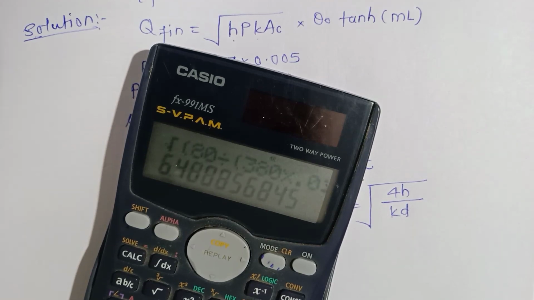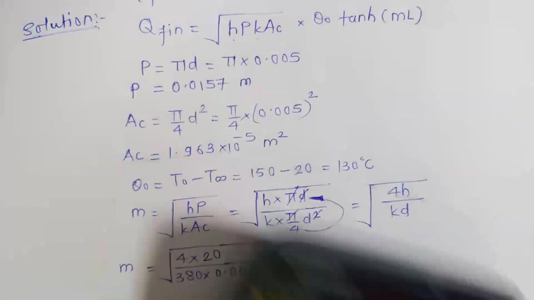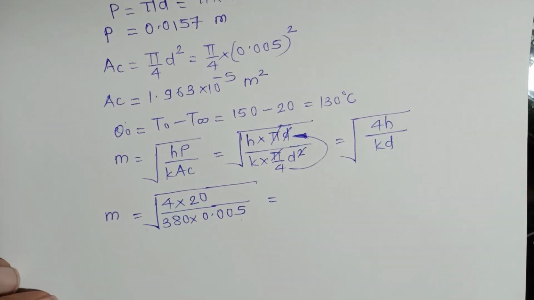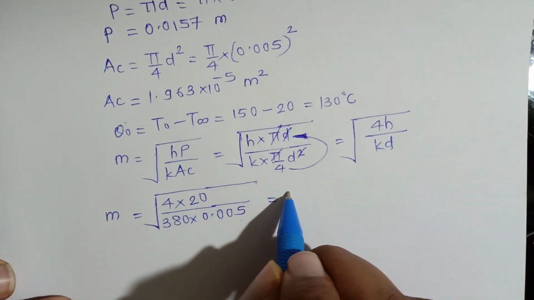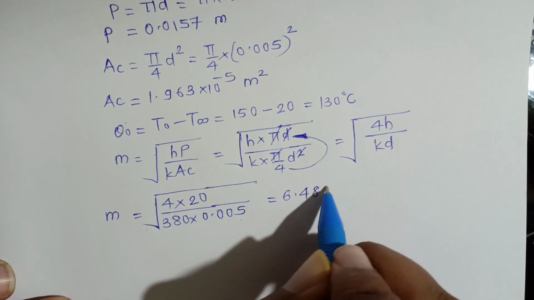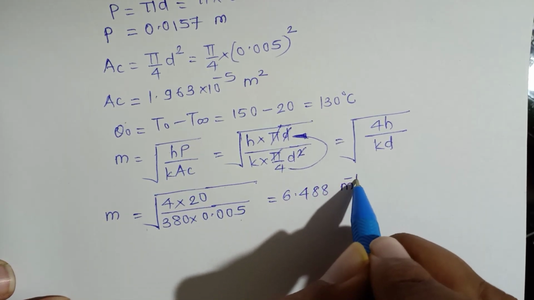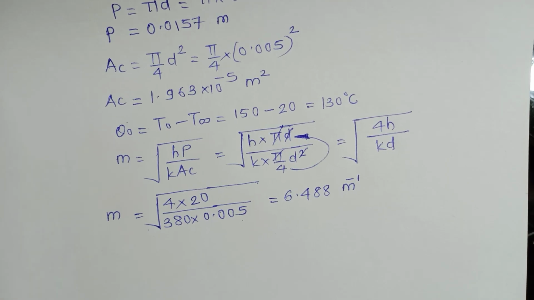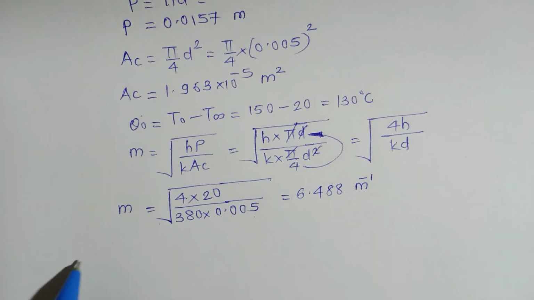So what I get is 6.488. That will be the value of m. So m is equal to 6.488. Its unit will be per meter. So now I have almost all the quantities to determine the heat transfer rate. So let us proceed for it.